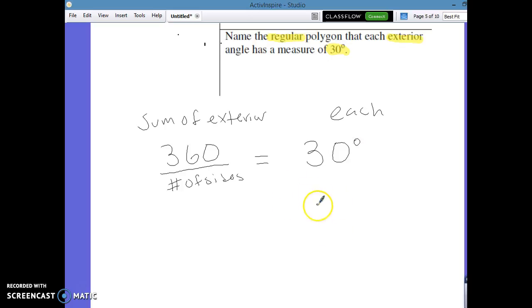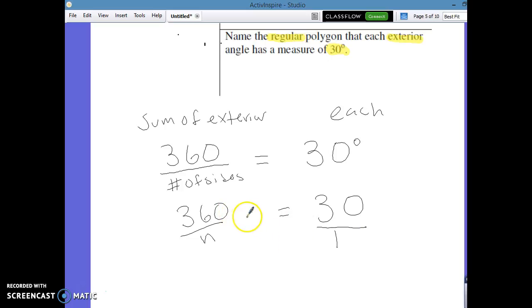Since they told us what each was already, we know that 30 equals 360 divided by n. Now you could go through and plug in values because we know that n has to be a whole number. The reason n has to be a whole number is that there are no polygons that have 1 1/2 sides, or 1 2/3 sides, or 3 1/3 sides. If you're ever unsure, like I said, you could plug in numbers, or you could cross multiply.